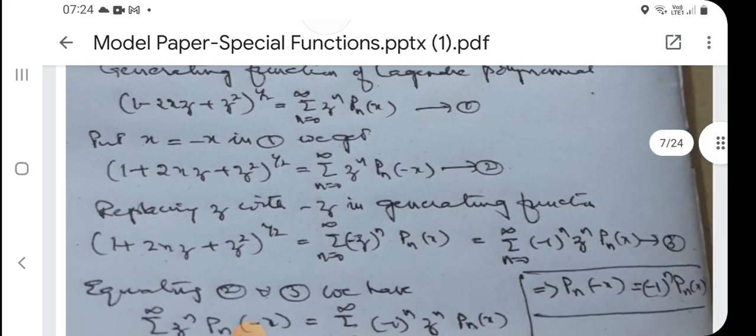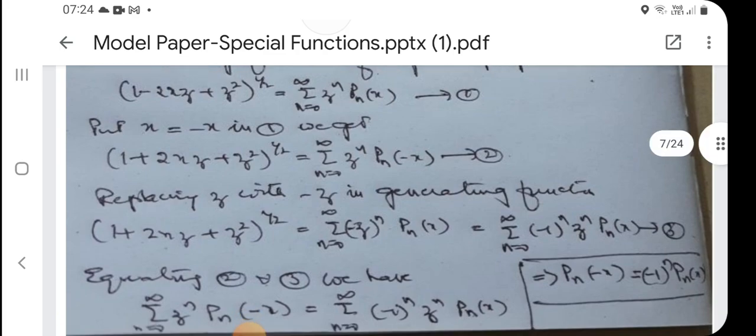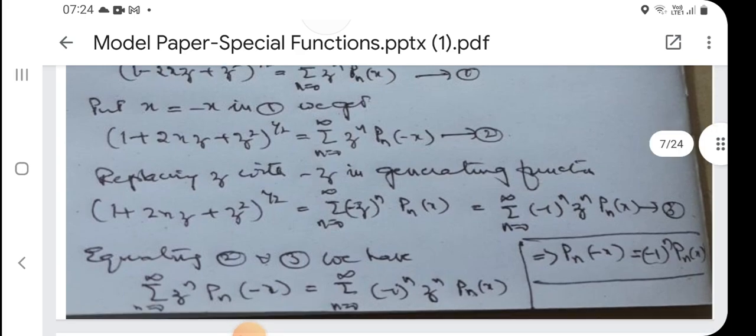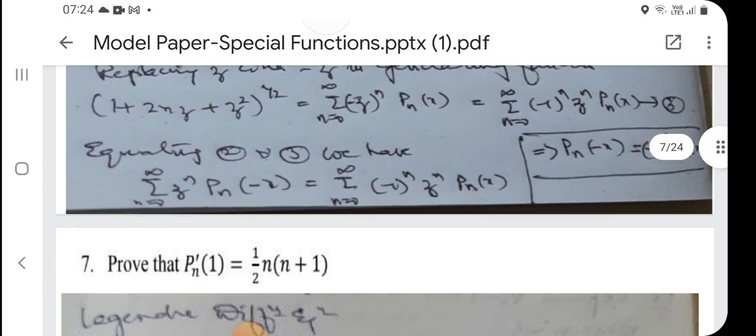Now comparing 2 and 3, the left hand sides of 2 and 3 are both the same. That means we have summation z power n into Pn of minus x is the same as summation minus 1 power n into z power n into Pn of x. That implies Pn of minus x equals minus 1 power n into Pn of x. Okay, so we got the required answer.